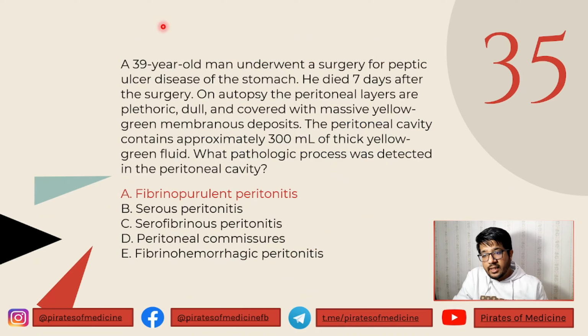35th, a 39-year-old man underwent a surgery for peptic ulcer of the stomach. He died 7 days after the surgery. On autopsy, the peritoneal layers are plethoric, dull, and covered with massive yellow-green membranous deposits. The peritoneal cavity contains 300 milliliters of thick yellow-green fluid. What pathological process was detected in the peritoneal cavity?